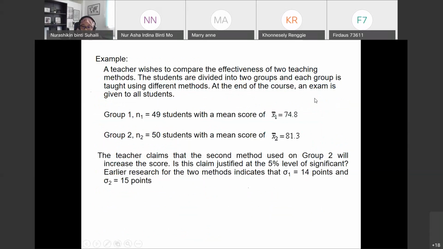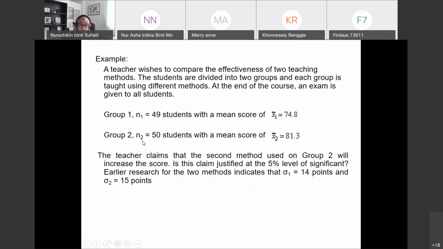Okay, so let's have a look at one example before we go into the next topic. A teacher wishes to compare the effectiveness of two teaching methods. The students are divided into two groups, and each group is taught using different methods. At the end of the course, an exam is given to all students. So this is the information. Group 1, which is sample 1, the size is 49 students. The mean score is 74.8. Okay, that is sample 1.